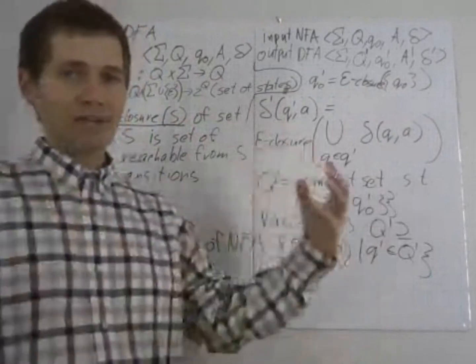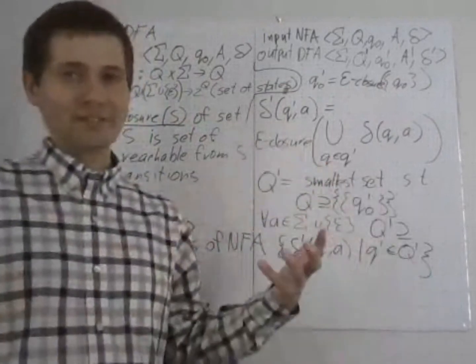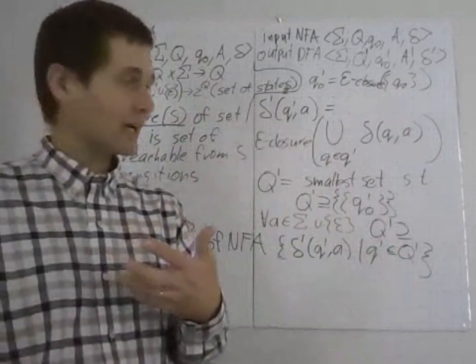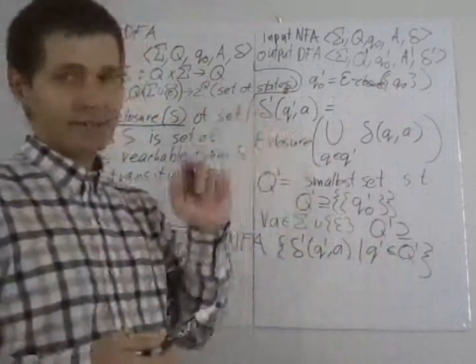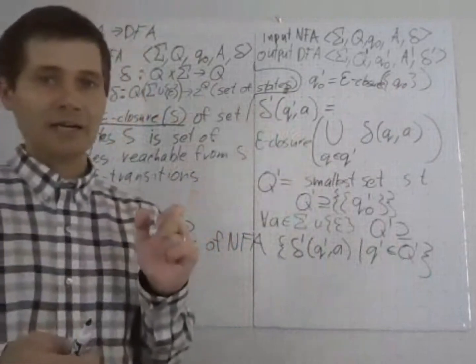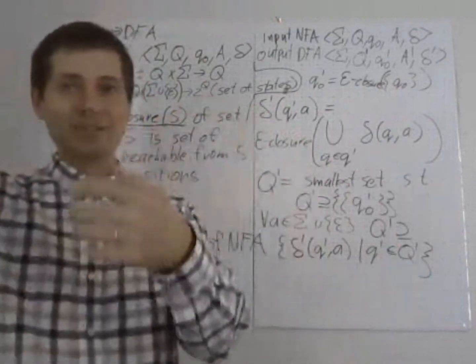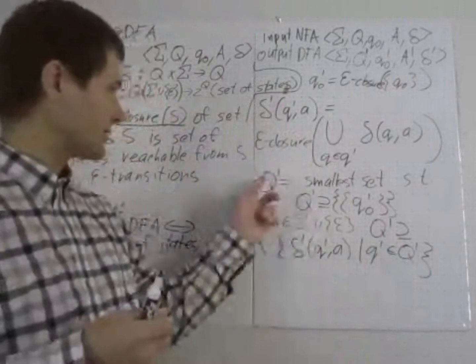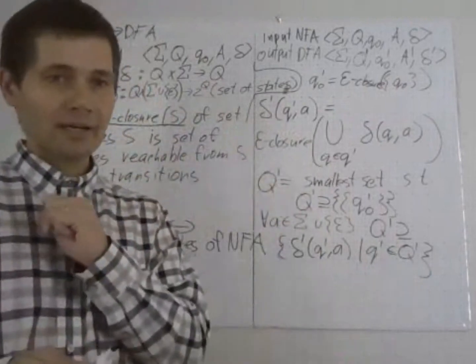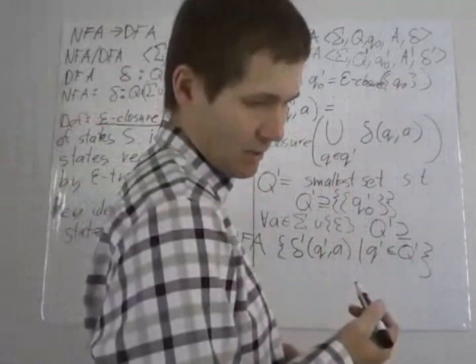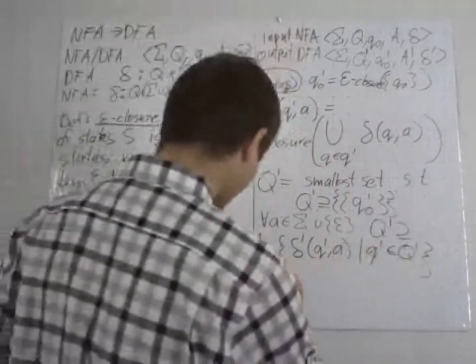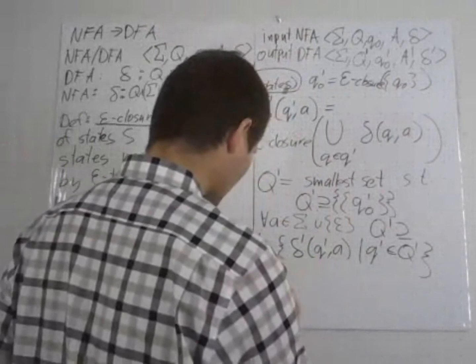Okay, and so this basically is just ensuring that the set of states Q prime is closed under delta prime, right? That whatever state delta prime takes me to, it is going to be a valid state in Q prime. Okay, and then I've got one more, I need to define A prime.